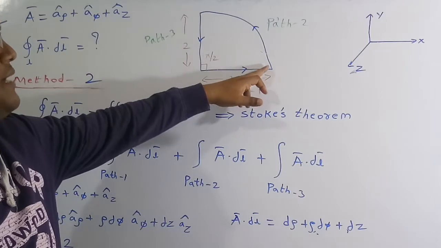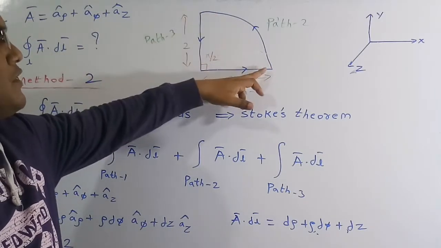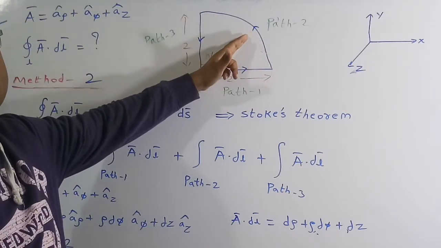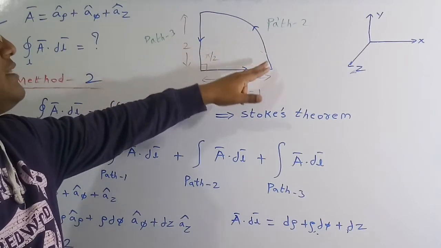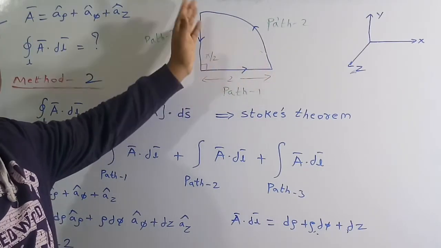Now I am going to do the line integral for path 2. For path 2 the rho value is fixed, which is rho is equal to 2, and the angle phi is changing from 0 to pi by 2.